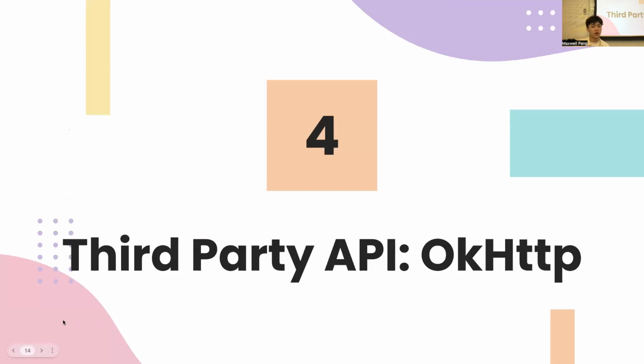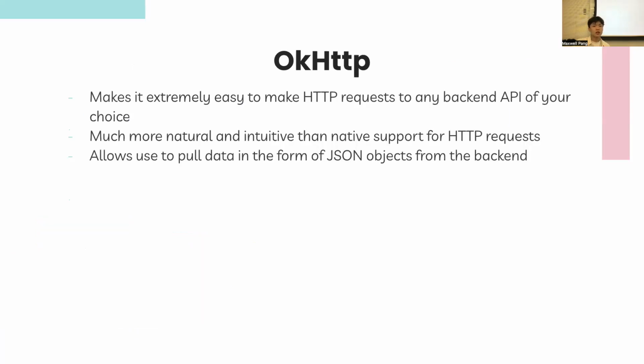Now we're going to talk about the third-party APIs that you're going to need for homework 6. First we're going to talk about OkHttp. OkHttp makes it extremely easy to make HTTP requests to any backend API of yours, and it's much more natural and intuitive than native support for HTTP requests. So it's really nice and we prefer to use it. It also allows us to pull data in the form of JSON objects from the backend. The backend has whatever they store in tables or however they represent their data. I know GraphQL does it differently. And then when we pull it with HTTP, we get JSON objects.